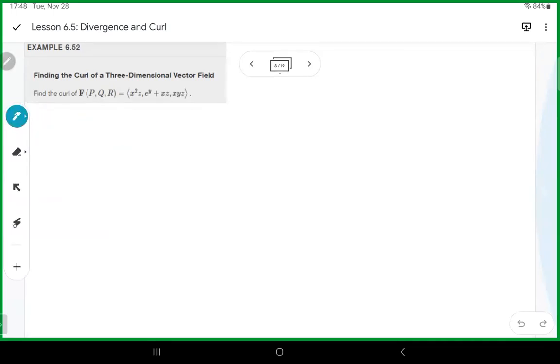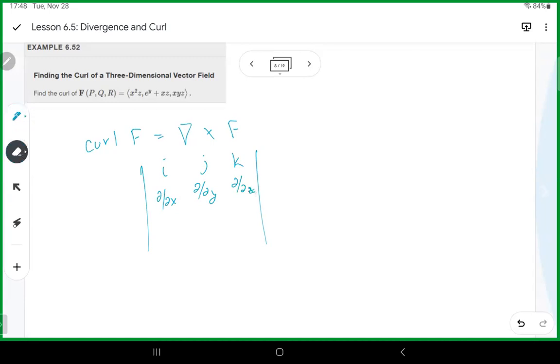Okay, so here let's try what they want us to do. In this one, they just want the write-up. They don't want the answer. By that, I mean they just want you to do curl F equals del cross F: i, j, k, the partials, sorry, that's a Z, and then P, Q, R.